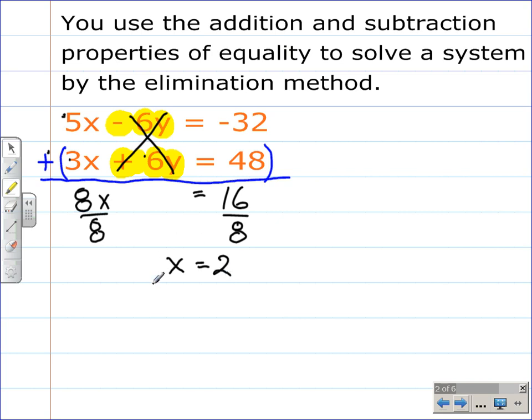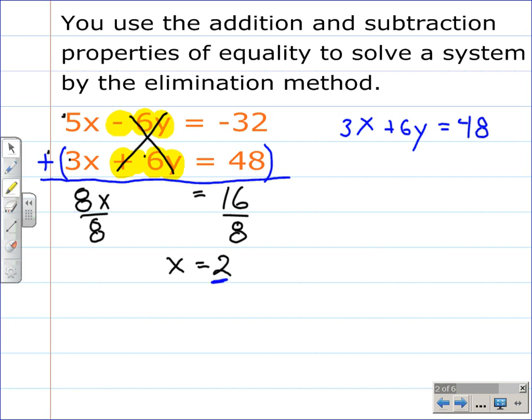So now that we have the x value, we have to plug the x value back into one of the two original equations and then solve for y. And it doesn't matter which of the equations you use. I'll just use the first equation, which is 3x. I'll do that work up here. 3x plus 6y is equal to 48.